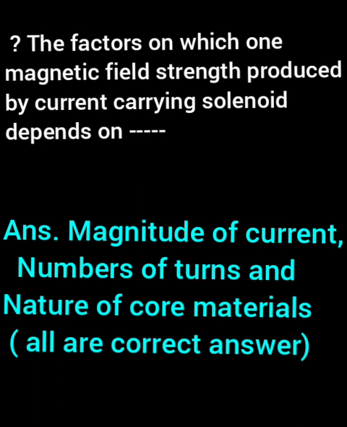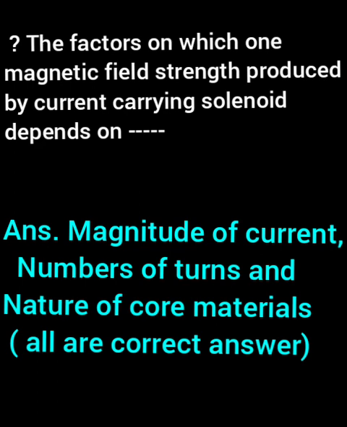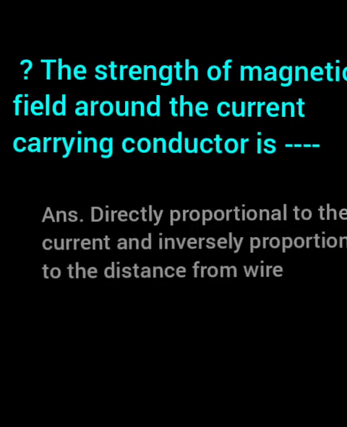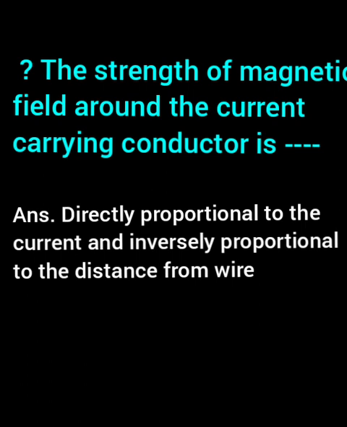Now question next. The strength of magnetic field around a current carrying conductor is directly proportional to the current and inversely proportional to the distance from the wire. So that will be the correct option.